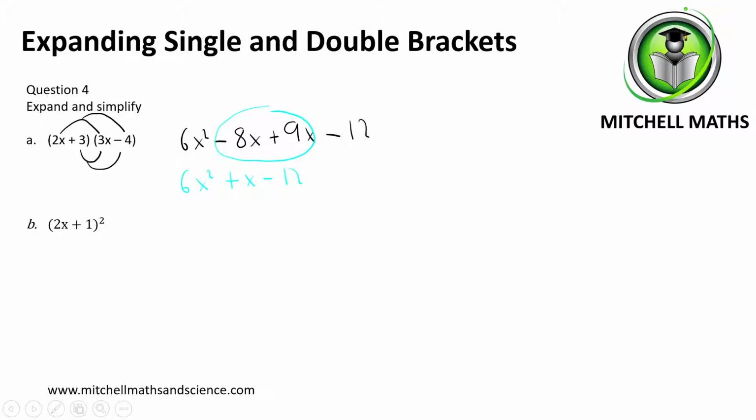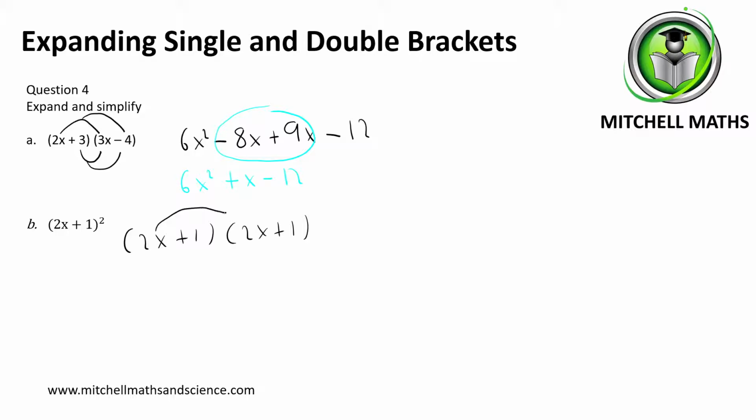So we've expanded and we've simplified. And finally, for our last question, we've got 2x plus 1 squared. Now, this is a type of question that quite a lot of people get wrong. What they do is they make the mistake of just squaring the 2x and squaring the plus 1, so they get 4x squared plus 1, which is incorrect. What you need to do is write it out as two brackets, because it's 2x plus 1 in brackets times 2x plus 1 in brackets. So make sure you do that. Don't make the mistake I said at the start.